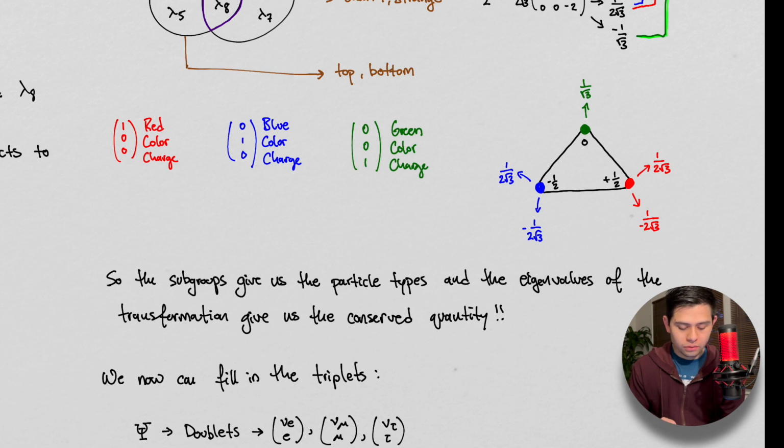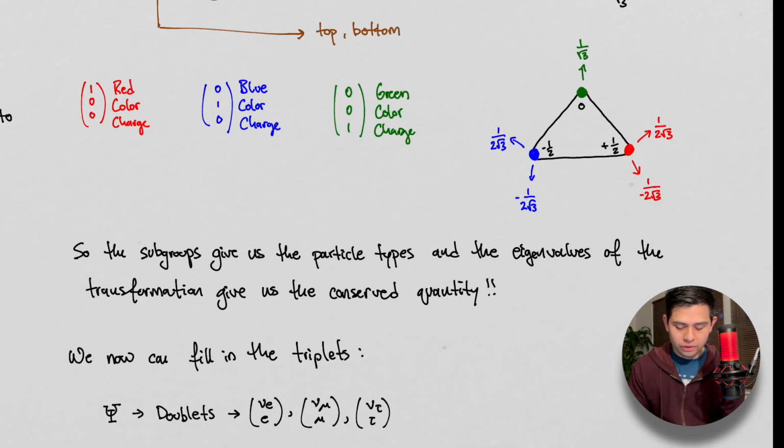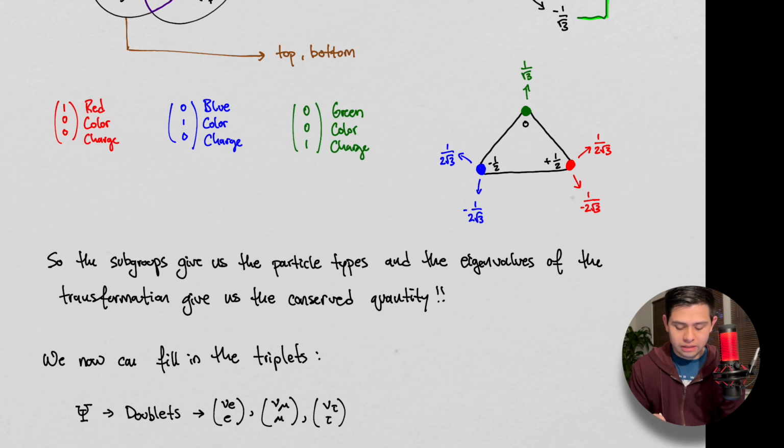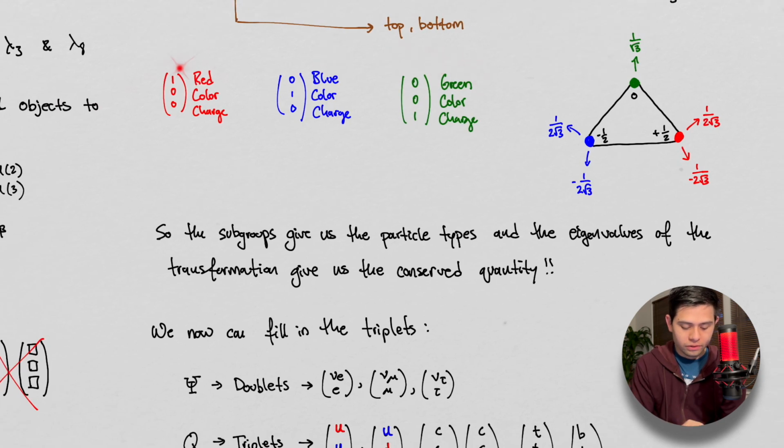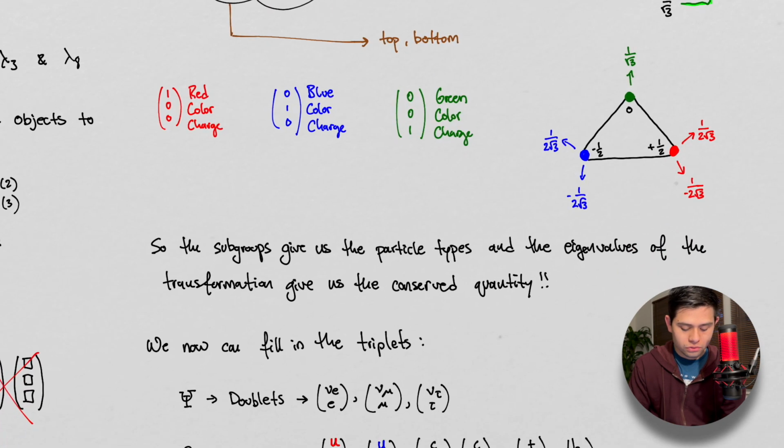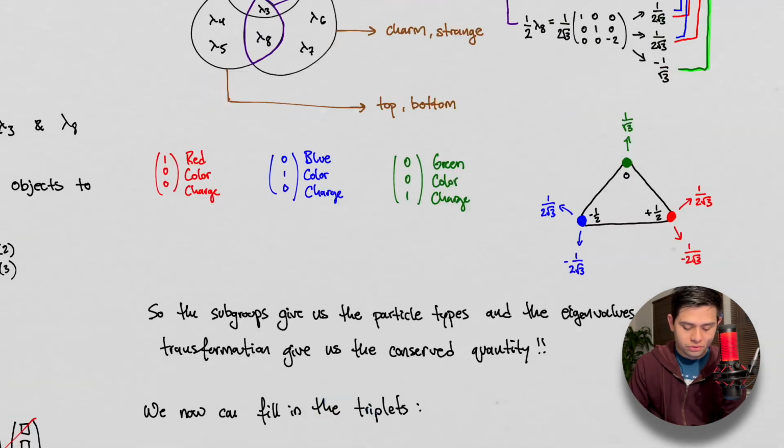And so, okay, we can organize this a little bit differently. We can say that the -1/2 and +1/2, these 2 guys have those 2 other eigenvalues that come from lambda 8, and then this guy here has that eigenvalue of 1/√3. The eigenvectors for each one are going to be right here. So what we're saying is that the subgroups give us the particle types, right?